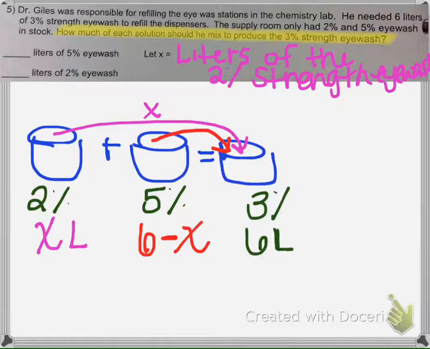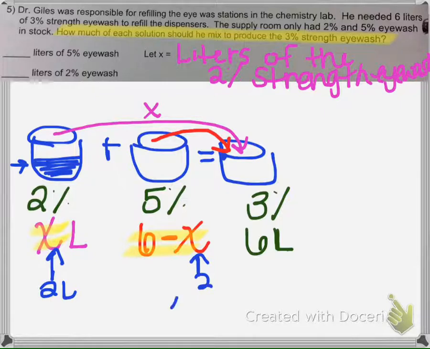So again, to just make sure that's clear here, the reason why these two are the correct expressions is because x represents how many liters of this. So if we poured in this jar right here, let's say, 2 liters, and then I put the 2 here, 6 minus 2 is 4 liters. And again, all together, it should make 6.